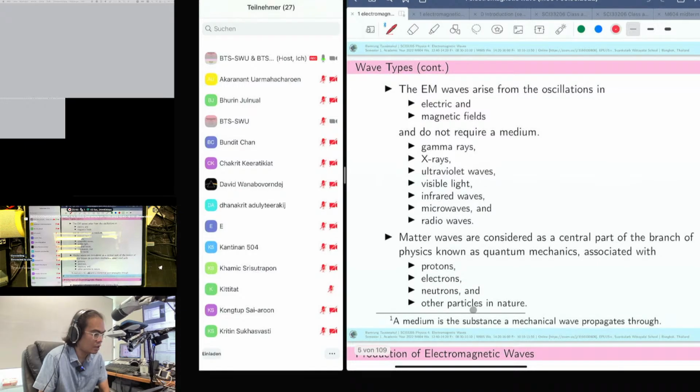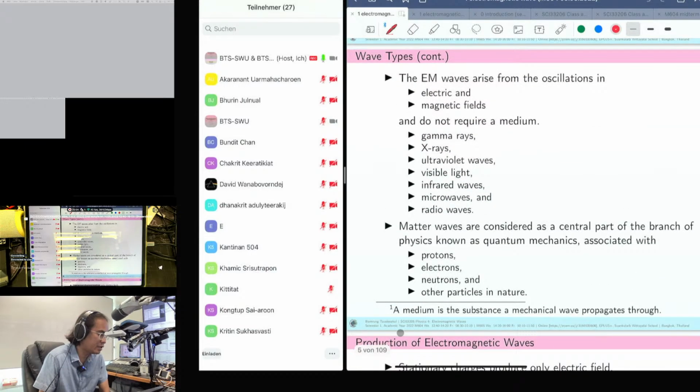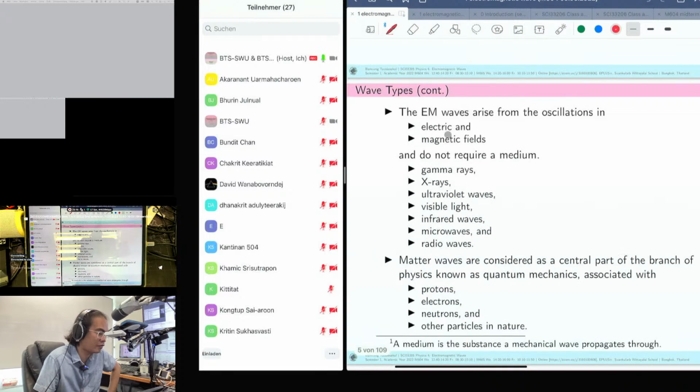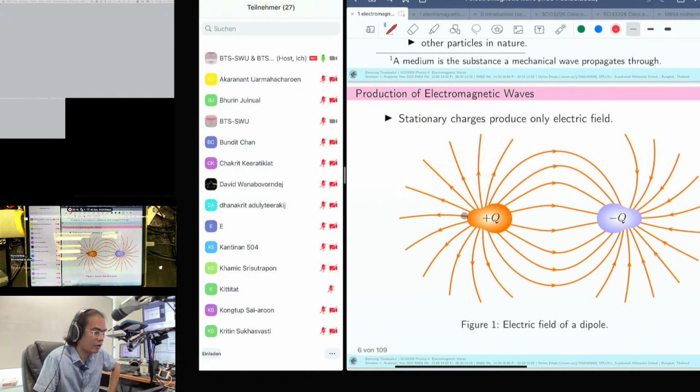The medium. What is the medium? The medium is the substance that a mechanical wave will propagate through. But for us, in this chapter, the EM wave doesn't need any substance or medium, because the EM wave can propagate even in deep space, in vacuum, without any medium. It uses only the vibration of electric field and magnetic field. We are going to start with the generation of the EM wave.